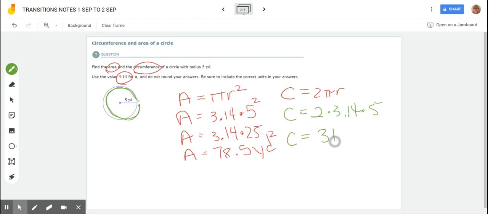Okay, 31.4. So circumference is 31.4. What? Yards. Not yards squared. We're literally just walking in a line. Of course, it's a bent line, but the point is it's one-dimensional. We're only walking in yards. Whereas this yards squared literally means how many squares fit inside this circle.